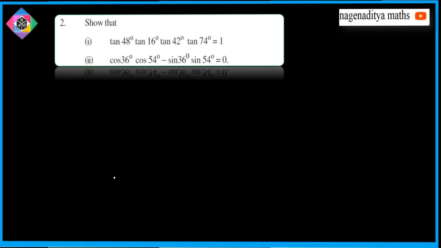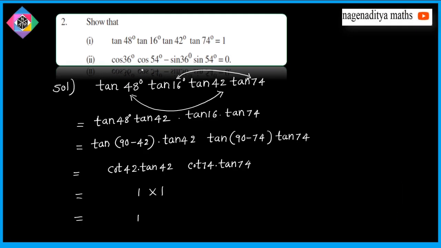Okay, and next problem, second problem: cos 36 degrees cos 54 degrees minus sin 36 degrees sin 54 degrees.